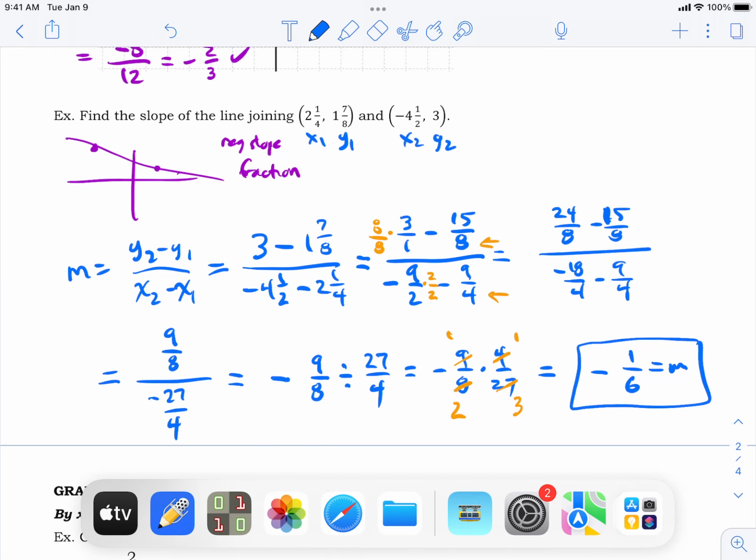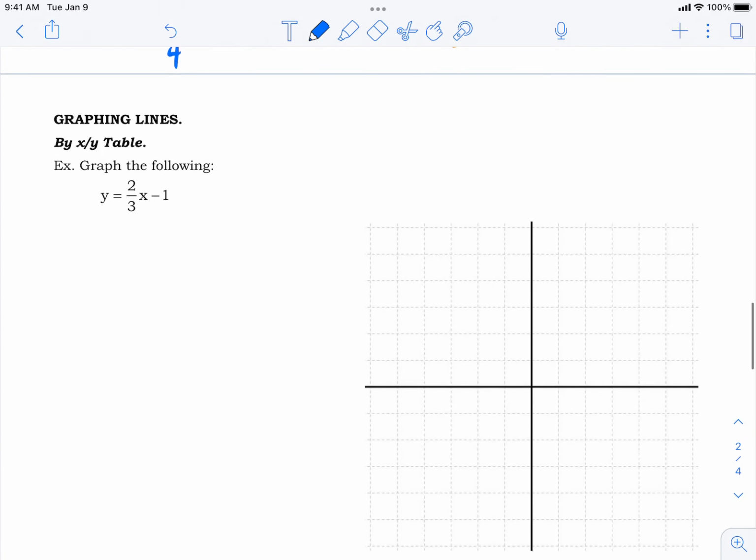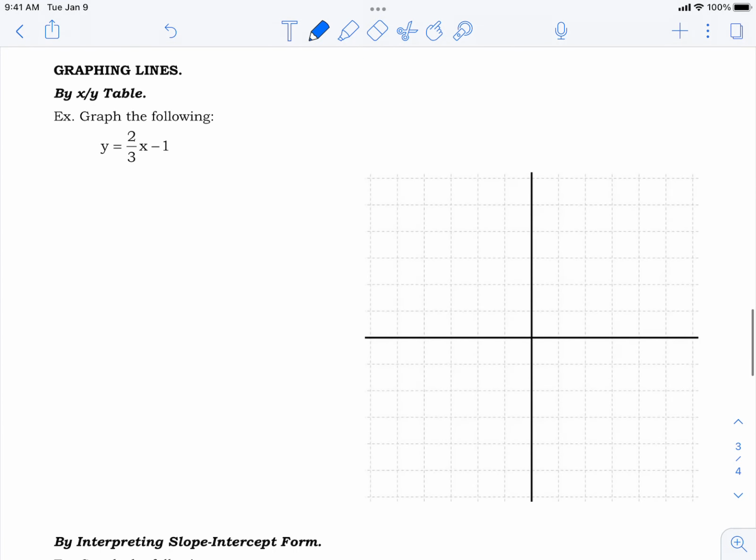But now that you know how to play around with slope and how to interpret slope, now things get cool because we can start playing with actual lines. So what I'm going to do is graph a line here, but first I'm going to do it the old way. What does old way mean to us? I mean, just make an XY table. This is the old way. It's not a bad way.